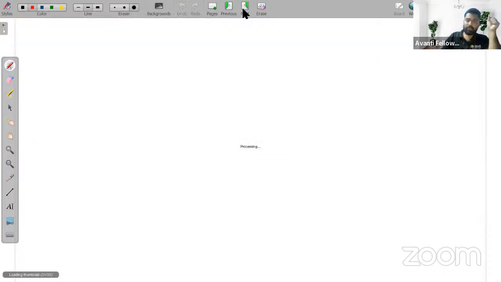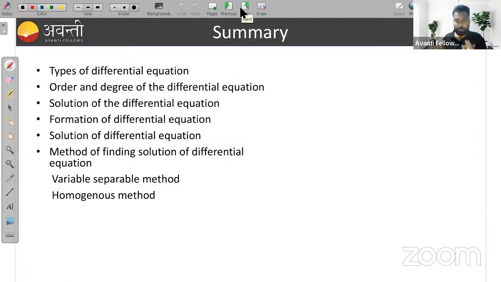Okay, guys, so that's all for today's class. We have learned how to define order and degree, and also we learned the variable separable method, reducible variable separable method, homogeneous and reducible homogeneous method. So all these things we have covered in this session.